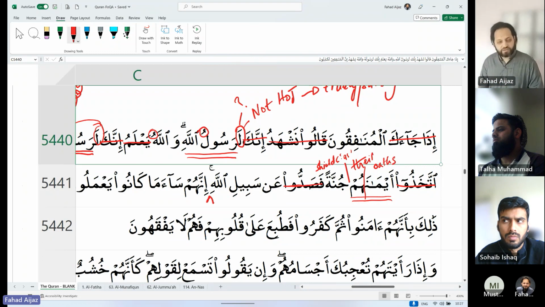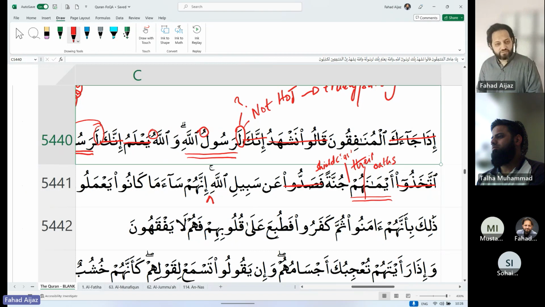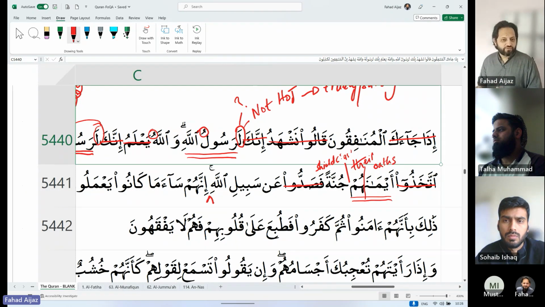So don't worry about how it comes and why Junnatan is Nasab and not Rafa and not Jar. Don't worry about those things yet. I'm just telling you the meanings where I can, just to help you with vocabulary. Maybe it sticks in your mind. You don't really have to memorize. Okay.